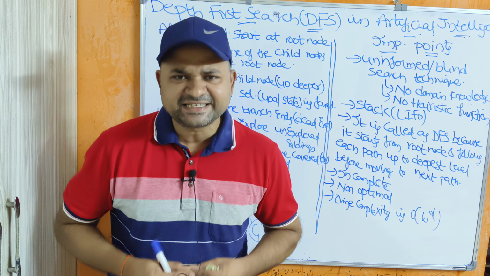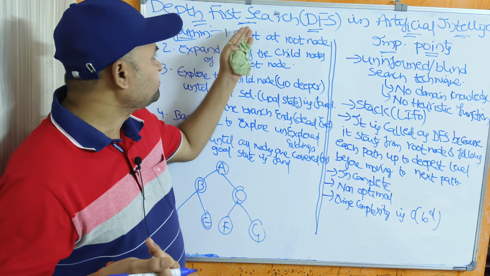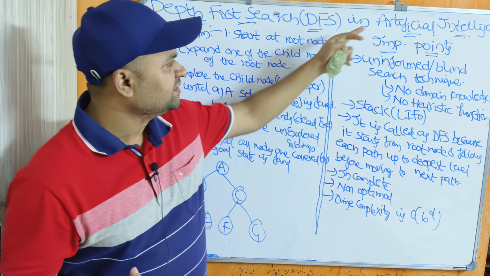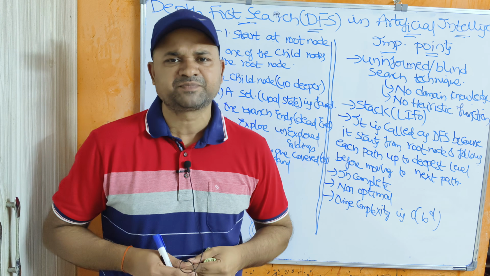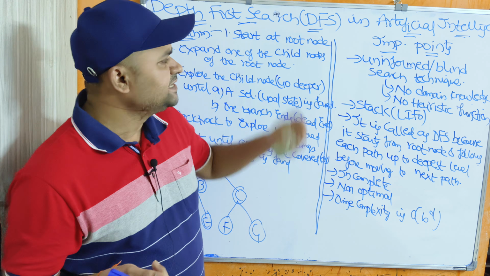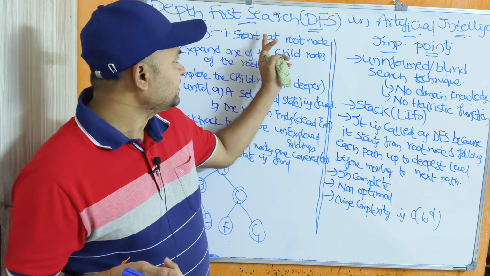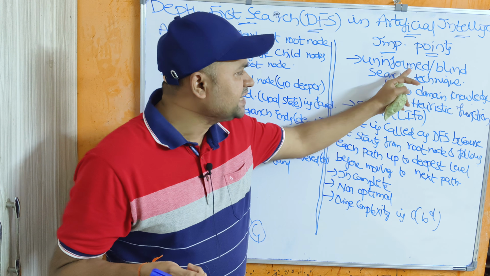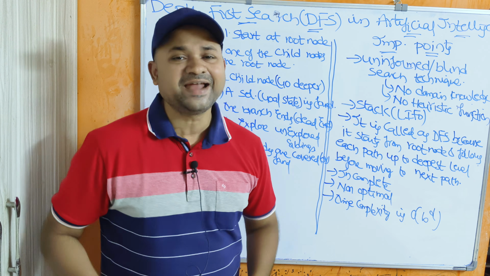Now let us discuss depth first search. In short, we can call it DFS in artificial intelligence. First, let us see some important points on DFS. Depth first search, that is DFS, comes under uninformed or blind search technique.